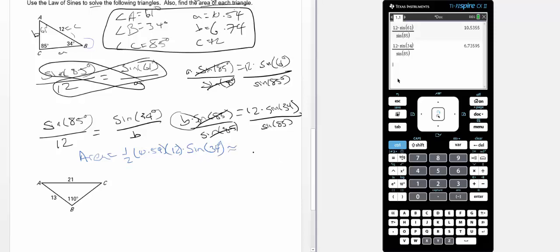And this works out to be 0.5 times 10.54 times 12 times the sine of 34 degrees, which works out to be about 35.36 to the hundredths place, units squared.